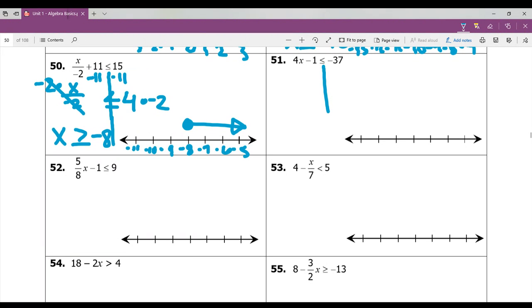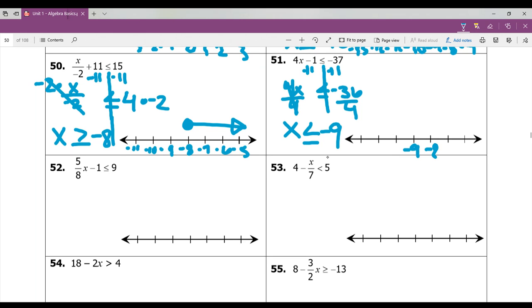Alright. Keep going. We have minus 1, so we're going to add 1. 4x is less than or equal to negative 36. Divide by 4. Now, you might be tempted to switch this sign. But did I divide by a negative number? In other words, is my 4 down here negative? No, it's not. So you do not flip that sign. Okay? You would only flip it if the 4 was negative.